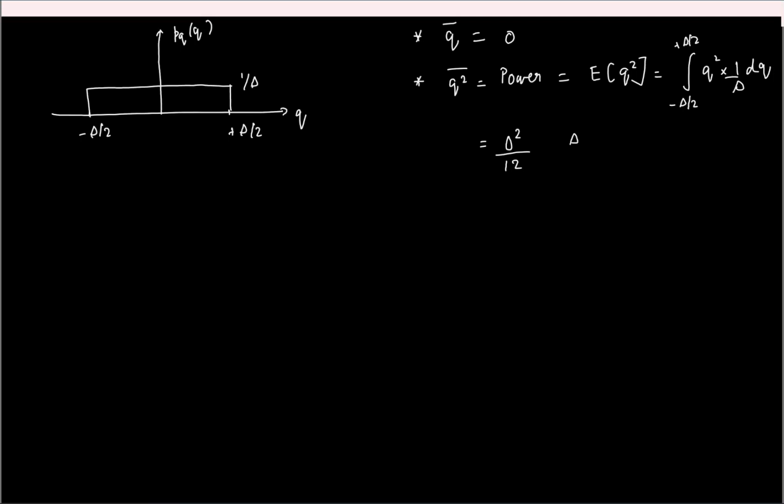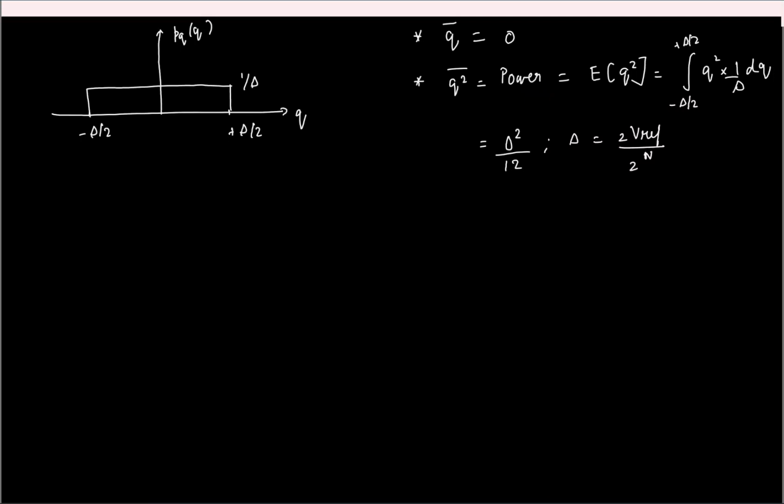And what is delta here? If I have an n-bit quantizer, what is delta? It is 2 Vref, which is the full scale range, divided by the total number of levels, which is 2 power n for an n-bit quantizer. And remember, this is the power of the quantization error. If you want a good ADC, you want this power to be as small as possible.